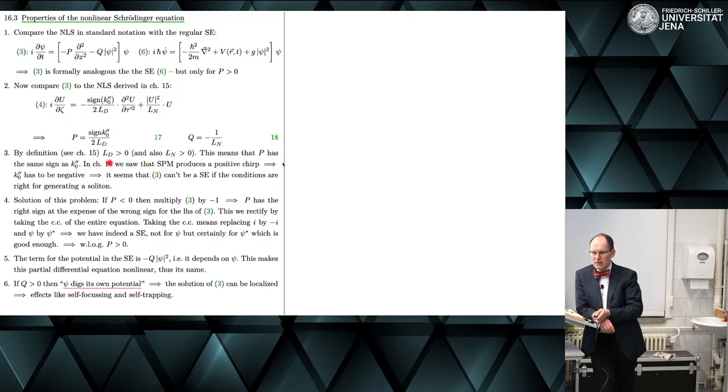And what we saw in chapter 14, as I said already, is that self-phase modulation produces a positive chirp. So k double prime has to be negative. We said this already, right? And this means that it seems that this equation here can't be a nonlinear Schrödinger equation. Well, let's try to fix that problem.